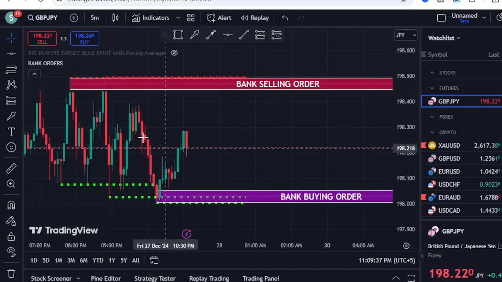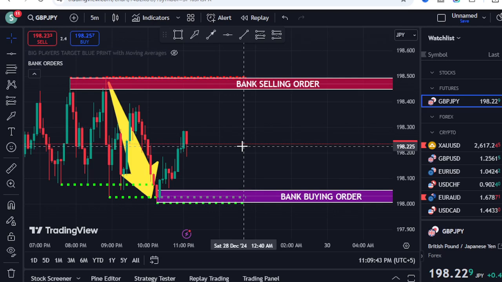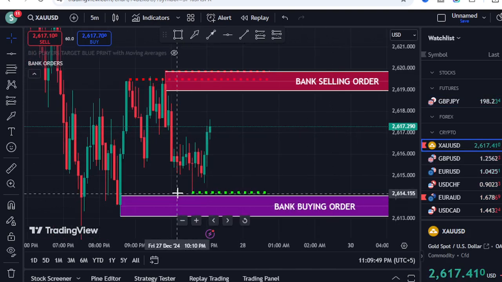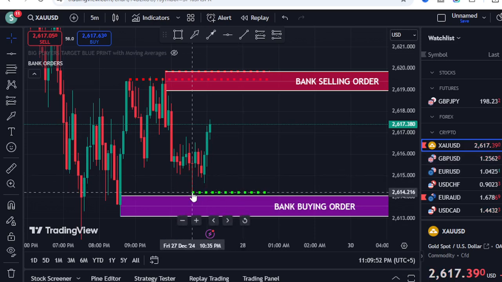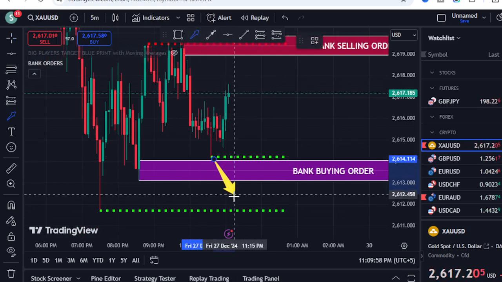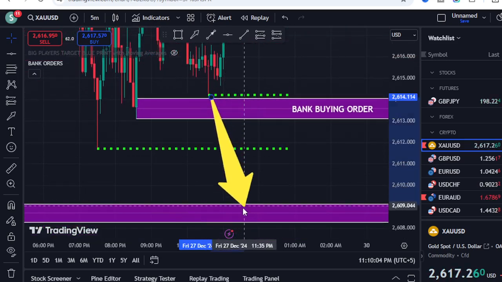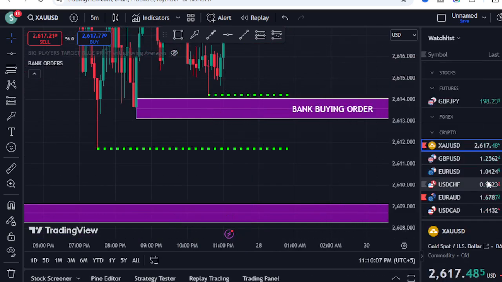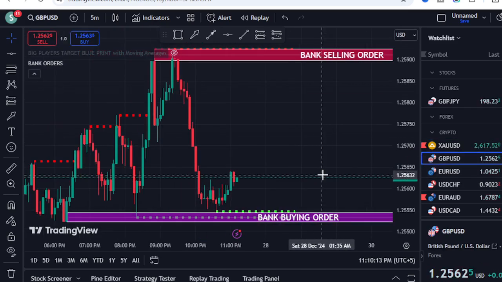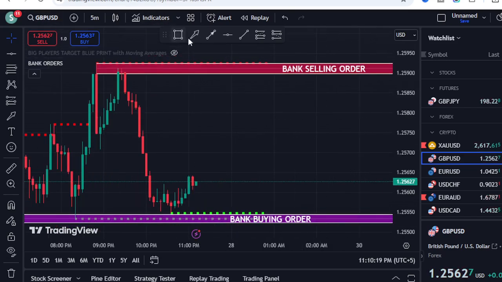Okay, now you can see here, if you just look at Great Britain pound JPY, it has already received the rejection exactly from the bank selling level. Okay, let's go to gold. If you look at this picture, gold has just moved up from the bank buying order, plus we have the dotted green line. So what happens if the price gives a close below the bank buying order? It's a clear message that the market is weak, and now it can target the lower bank buying order. This is the interesting fact that this indicator has controlled, because mostly guys are using the levels very wrong, and these levels are based on the banks and the big institutions.